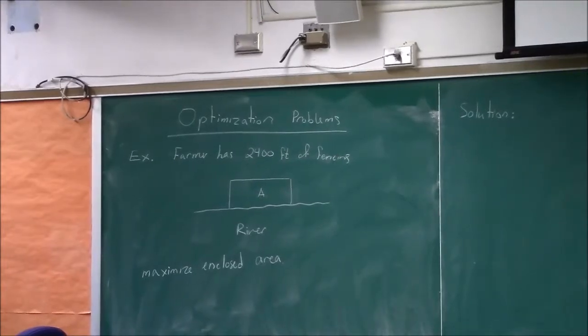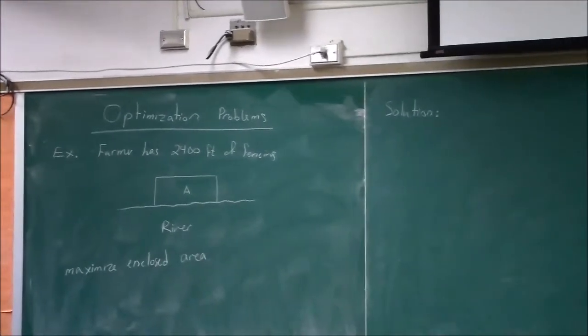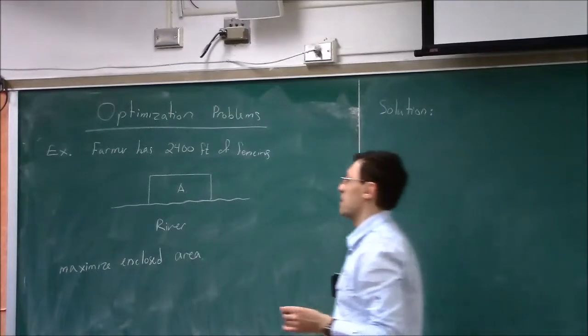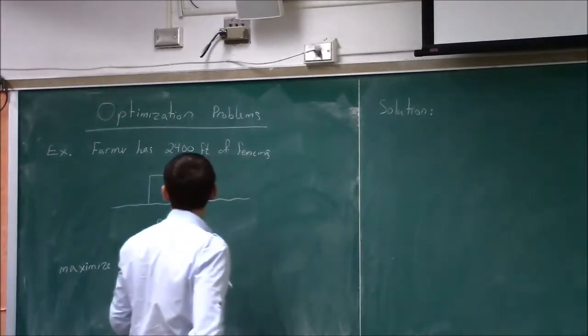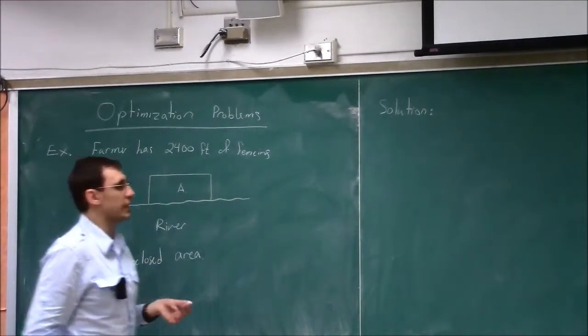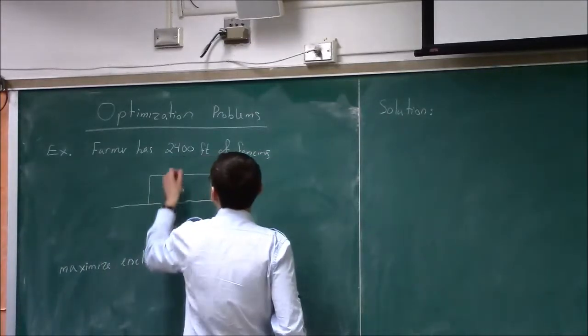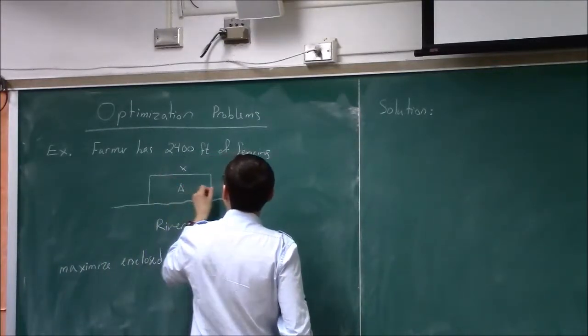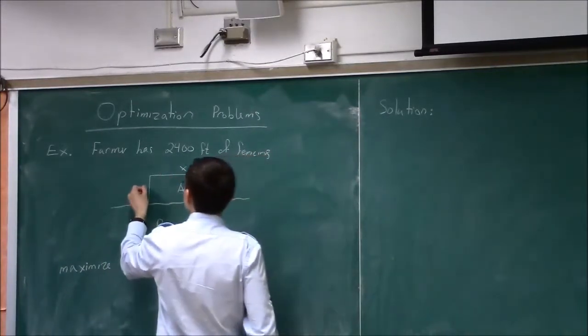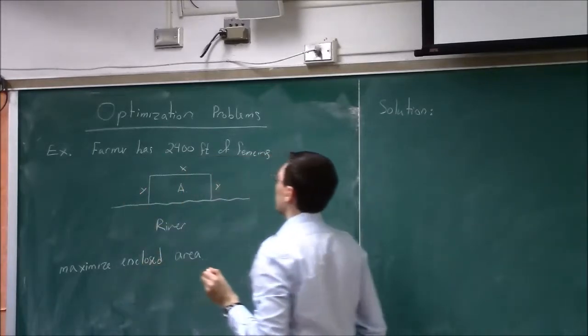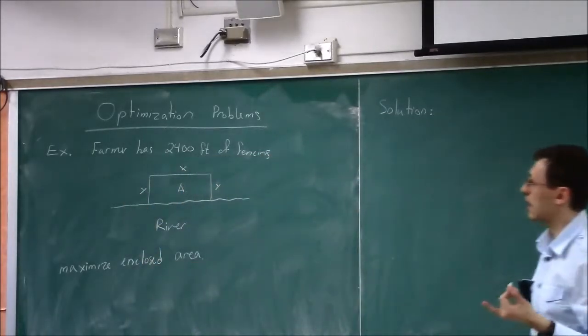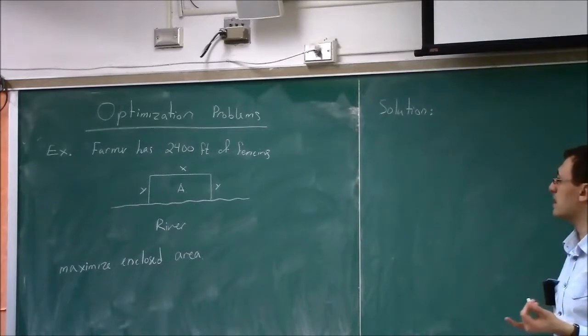First, we want to label what we are allowed to change here. So what can be changed? The length and the width, right? So let's call this x and this y. They are the same here. So we have one x and the two y's have to be the same.